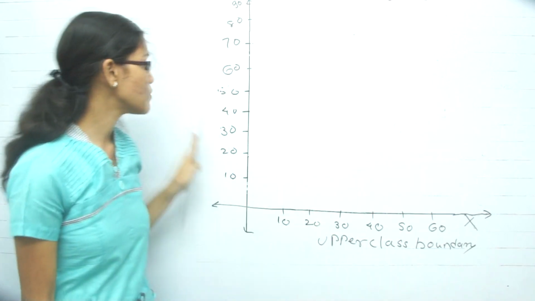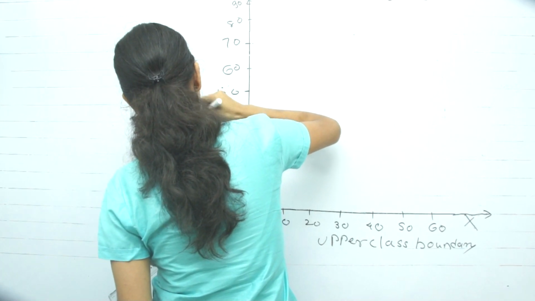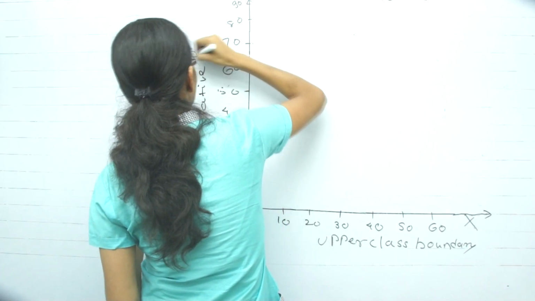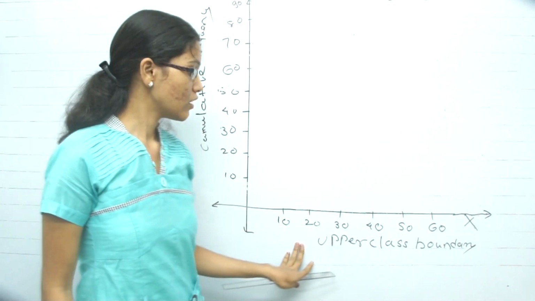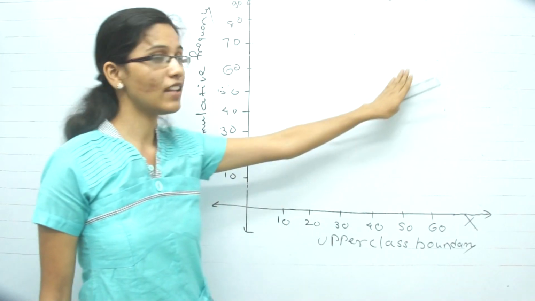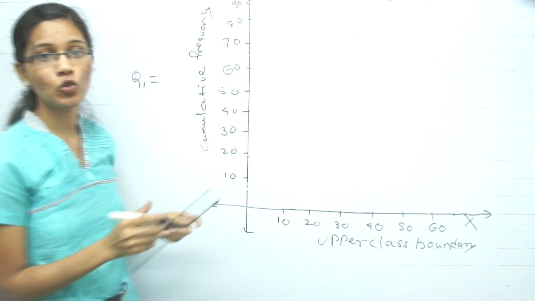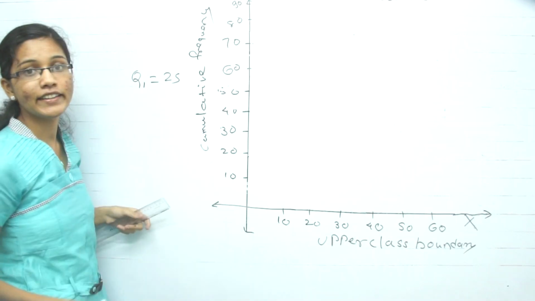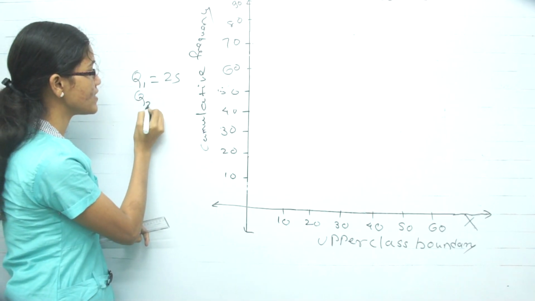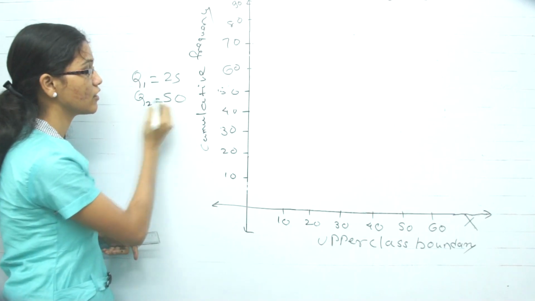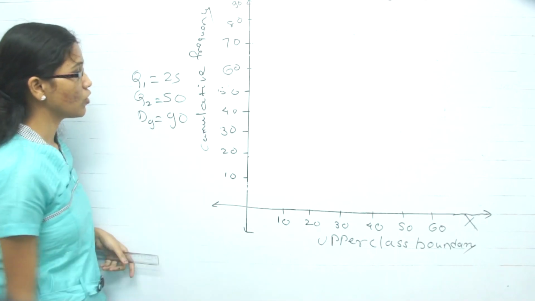Okay friends, upper class boundary and this is called as what? Cumulative frequency. Okay, you just draw the lines. That is, you know that the first quartile is called as what? First quartile, you know that is 25, and then first quartile you get the 25, and then second quartile is you get the what? 50, and ninth decile you get the what? 90.